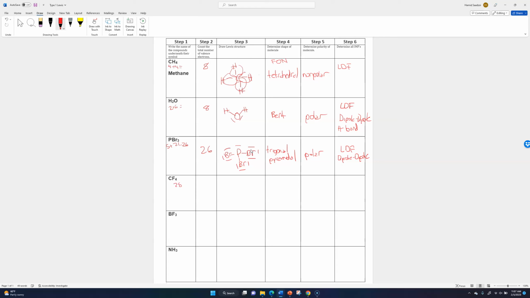7 times 4 is 28. Plus 4 more gives me 32 electrons. Carbon in the middle. Remember, if carbon's involved, it's always the middle. F, so he's a total of 8 electrons. That means 24 left. 2, 4, 6, 8, 10, 12, 14, 16, 18, 20, 22, 24. There's all your electrons. You're done with all your electrons. So now you just look at them all and make sure it has 8. 2, 4, 6, 8. It does.